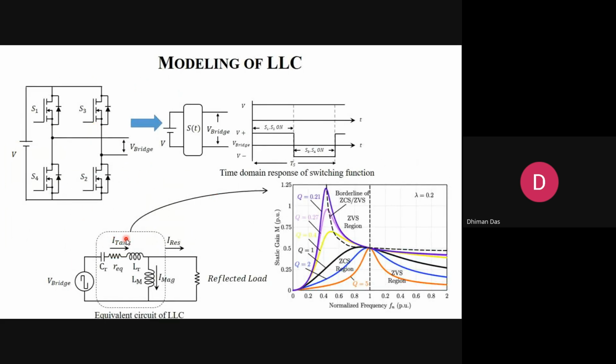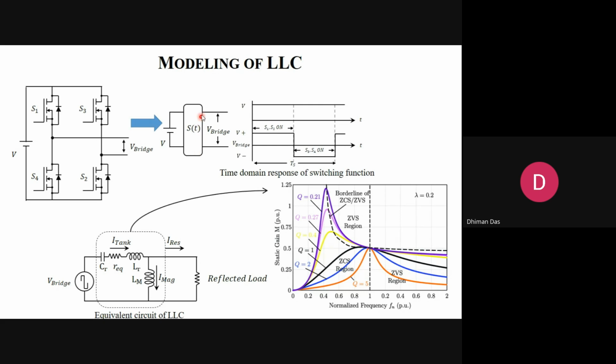Now when you do the modeling, your half bridge can be modeled as a switching function, and your full bridge also can be modeled as a switching function. The total switching network you can replace with the switching function S(t), where S(t) varies between 0 and 1 in case of half bridge, and plus minus 1 and 0 in case of full bridge configuration.